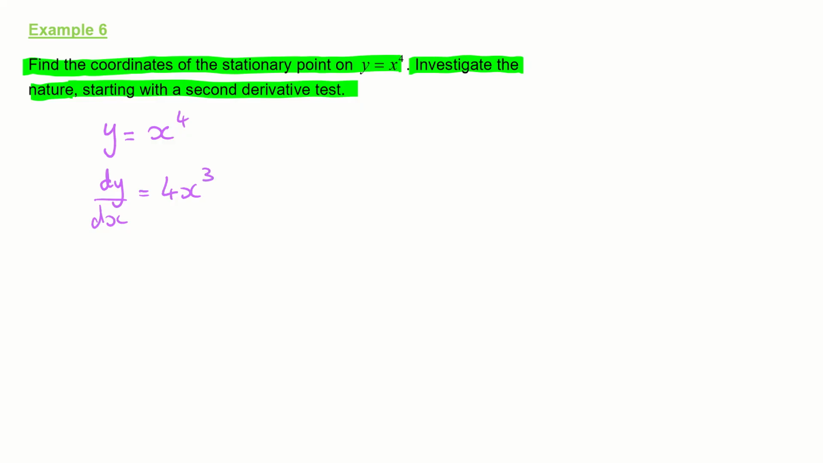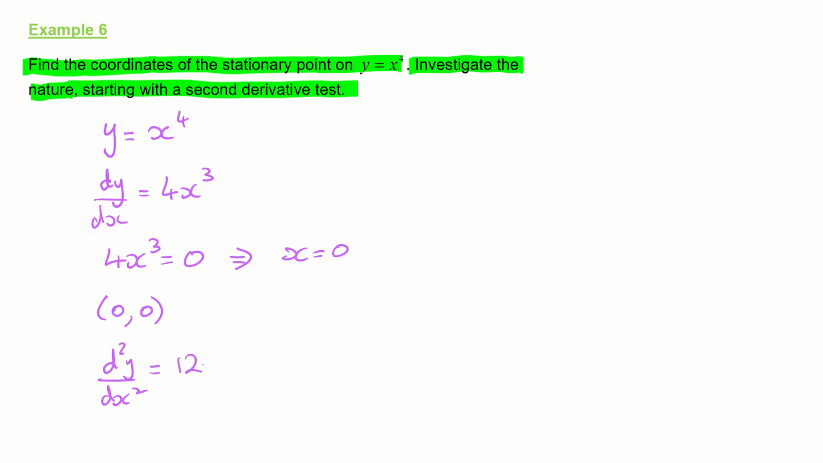For a stationary point, we need 4x cubed to be equal to 0, and that only happens if x is equal to 0, and if x is equal to 0, y is equal to 0, so we have a stationary point at 0, 0.